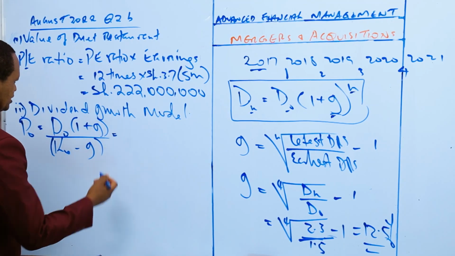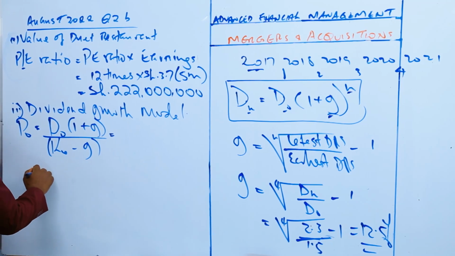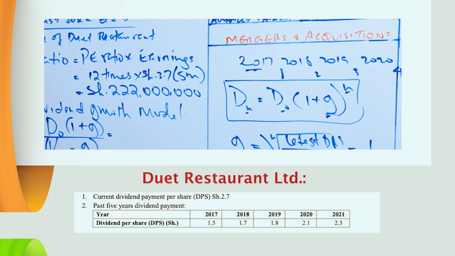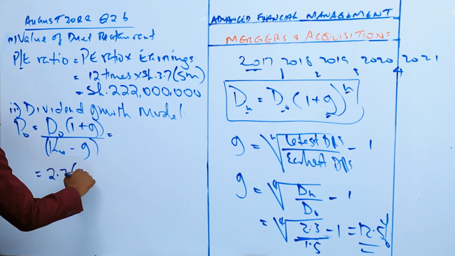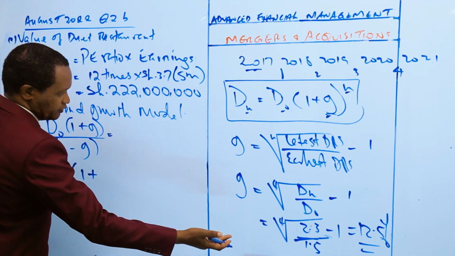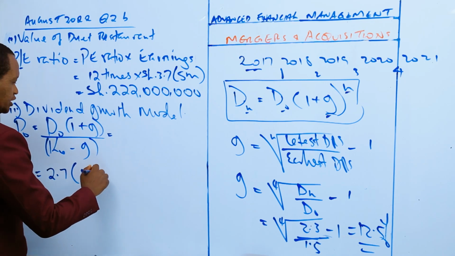So we come and insert in this formula. What is the D naught from the question again? D naught from the question is 2.7. The current DPS is 2.7. So 2.7 into (1 plus G). Our G is 12.5%. Convert 12.5% into decimal, we get 0.125.